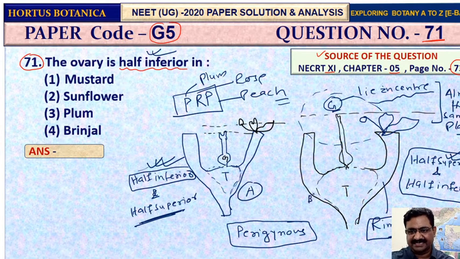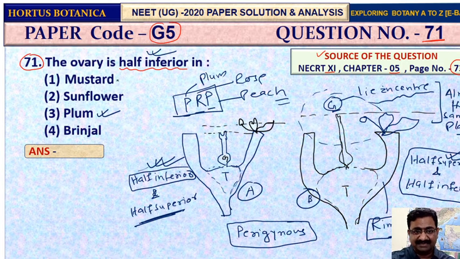This is the second case, half superior. Right now, automatically half superior reflects half inferior as well. So the answer will be yes, peach, rose and plum. So what is given? Plum is given. It is the correct answer.